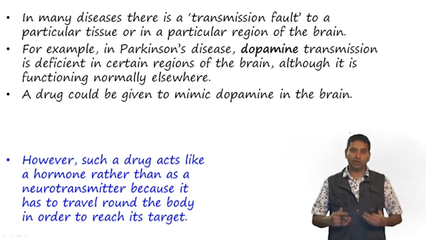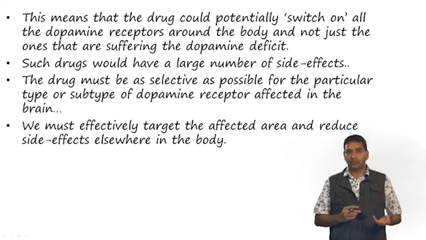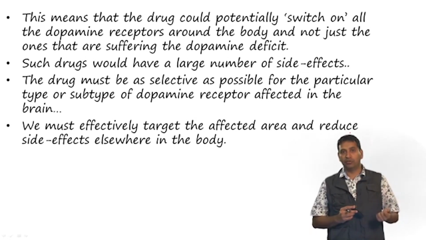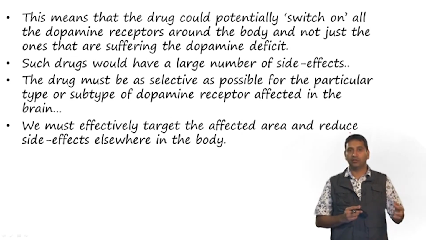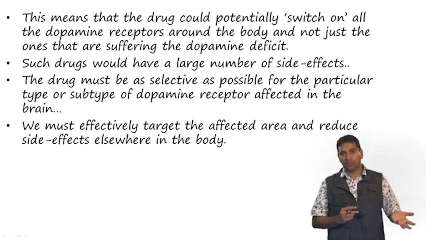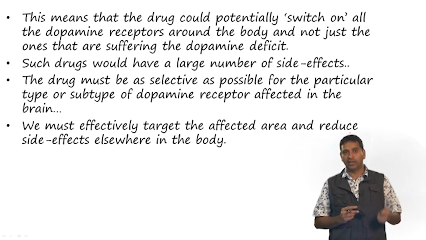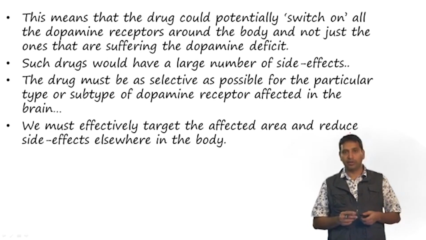Since it travels around the body to reach its target, it has a number of side effects that are undesirable. What this means is that the drug could potentially switch on all the dopamine receptors around the body and not just the ones that are suffering from the dopamine deficit. As you can imagine, there are a number of side effects. So, the drug that we intend to develop must be as selective as possible for the particular type or subtype. Then we would be able to effectively target the affected area and reduce the side effects elsewhere in the body.